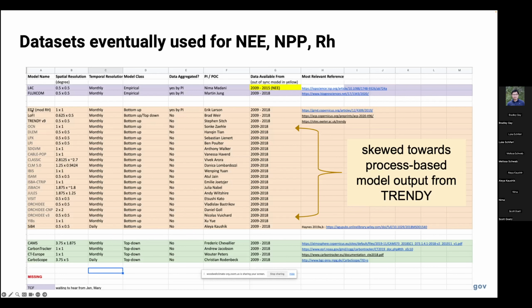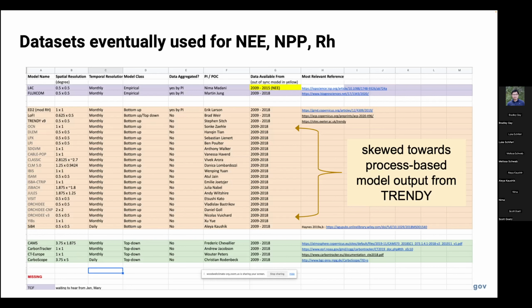We had the regional ED model. We had the SiB4 that we got from Alexi and Ian Baker and those folks. And then we had some of the top-down inversions as well. Again, all of these were the global inversions, which are run at pretty coarse resolution. We didn't have any high resolution inversion.